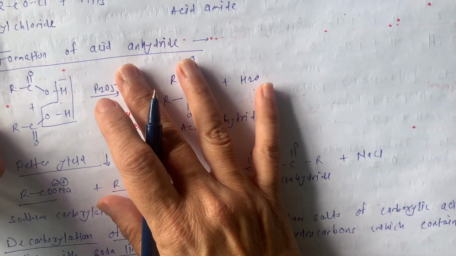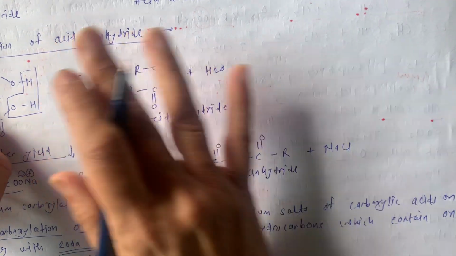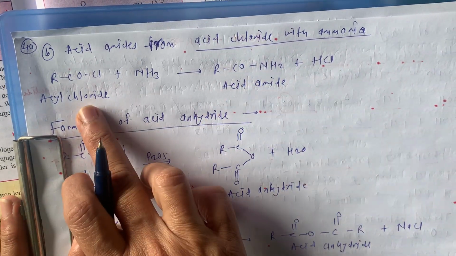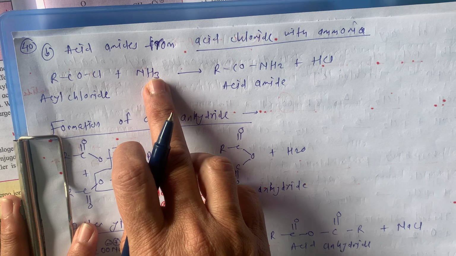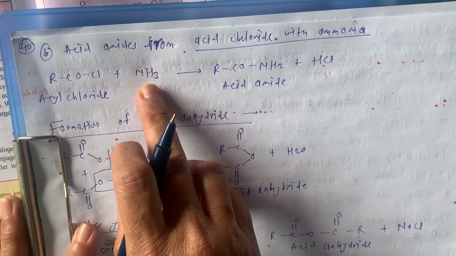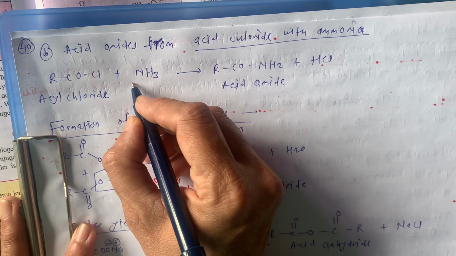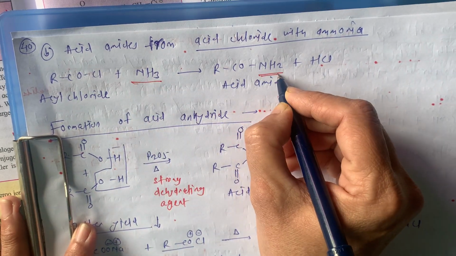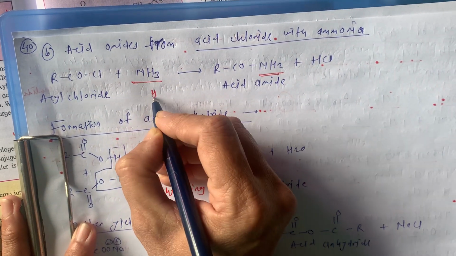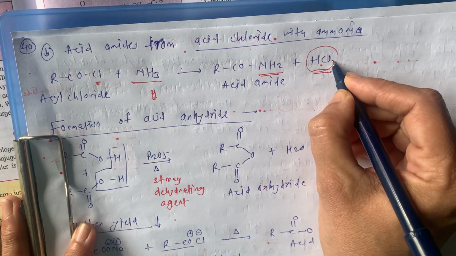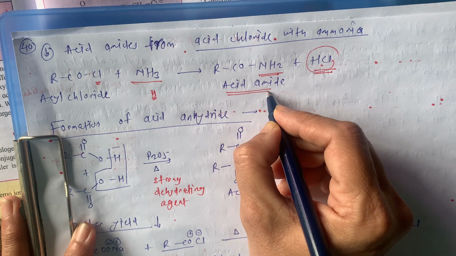one more reaction for the formation of acid amide is we can treat this acyl chloride with NH3 also. Acid chloride with NH3, and from this NH3, NH2 is going to attach over here, one H is remaining, that H and this Cl are going to form HCl. This is the byproduct, and our main product is acid amide.